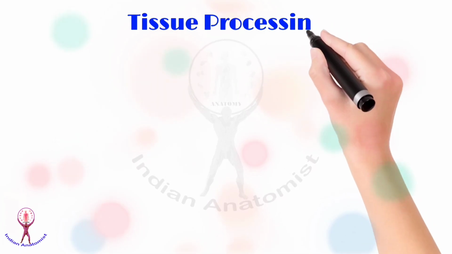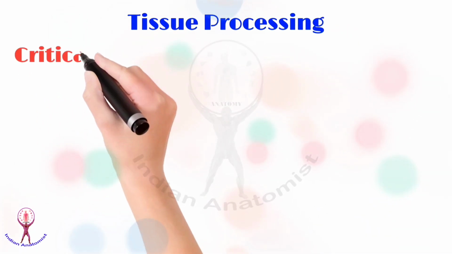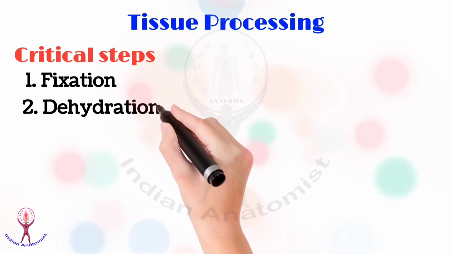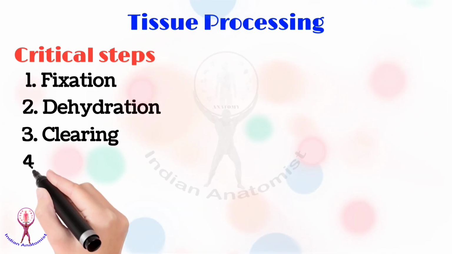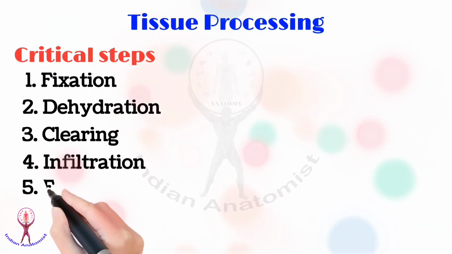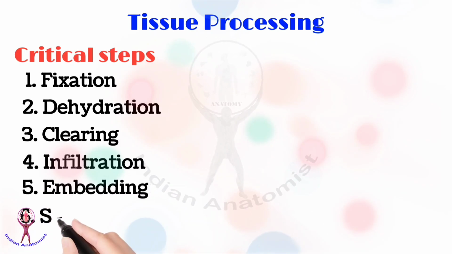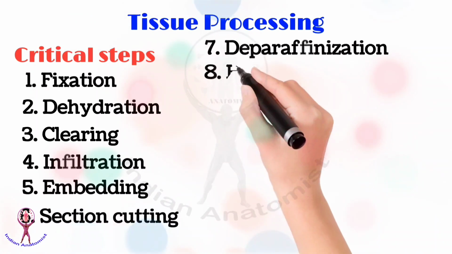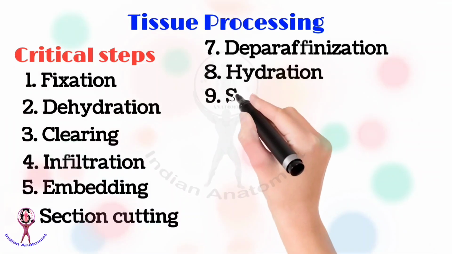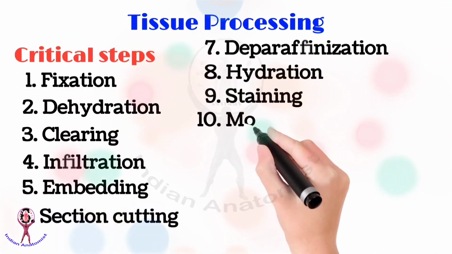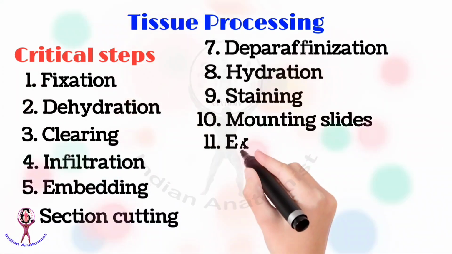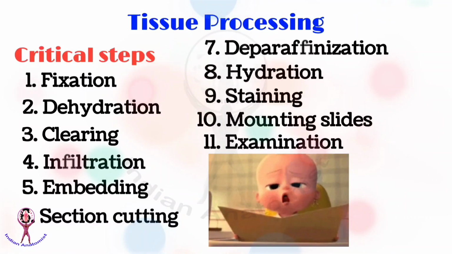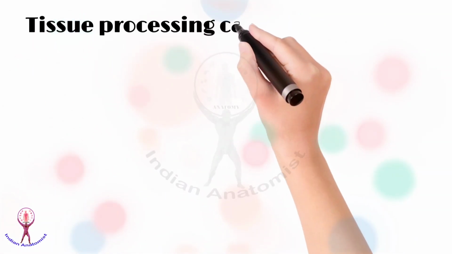What are the critical steps in tissue processing? Number 1 is fixation. 2 is dehydration. 3. Clearing. 4. Infiltration. 5. Embedding. 6. Section cutting. 7. Deparaffinization. 8. Hydration. 9. Staining. 10. Mounting slide. And finally, 11 is examination of slides.